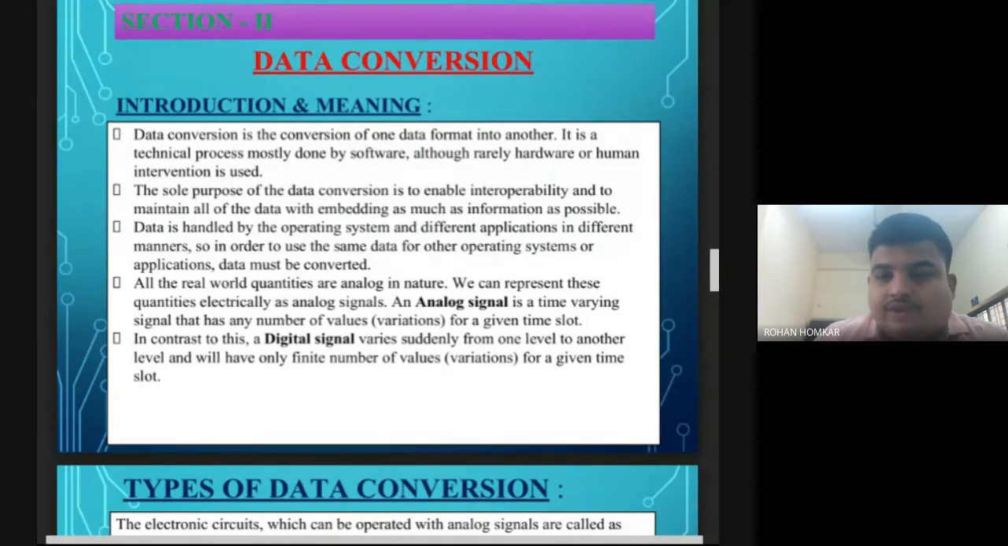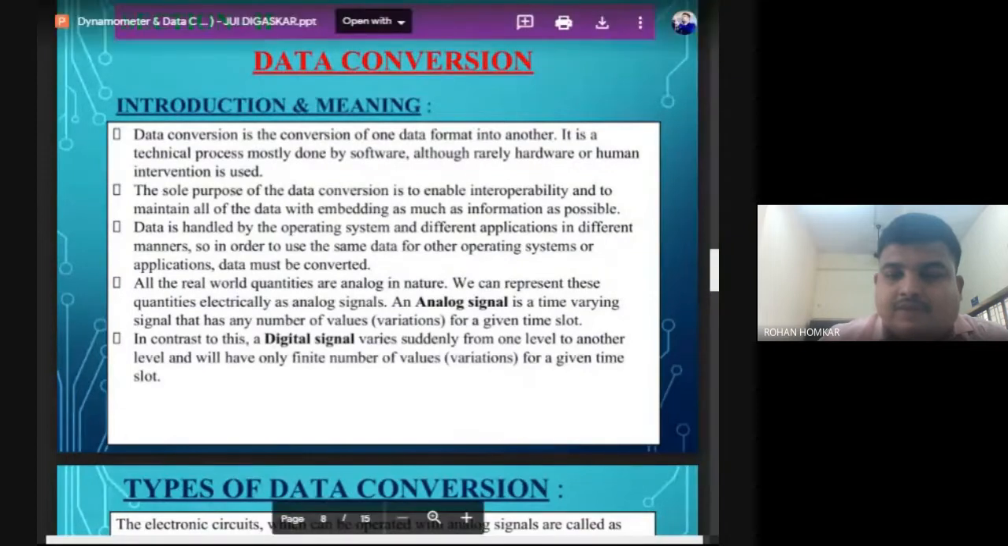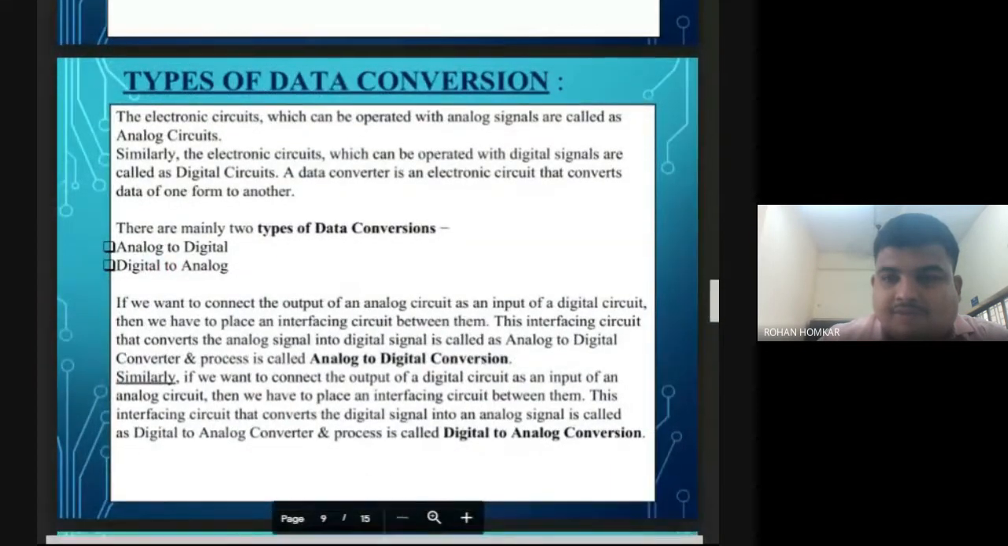But in a digital speedometer, we have discrete numbers, where it will take the decision only after 1 meter has passed or 2 meters have passed. So that we call a digital signal, which gives us a value only after definite steps. Okay. So let's see what the different types of data conversion are.